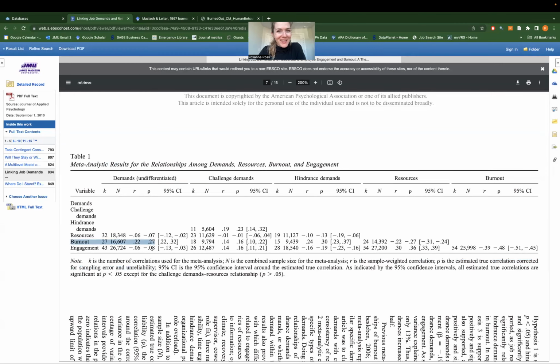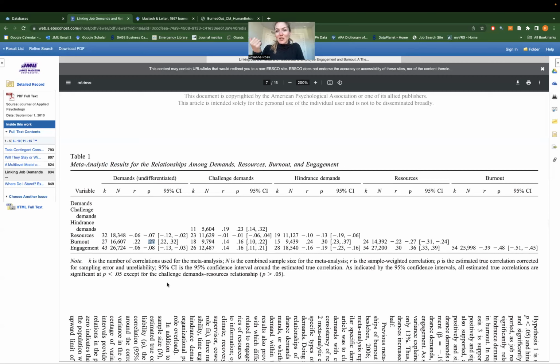So then what we can do is look at burnout, the rho in terms of the table, not the statistic. And we can cross it with the statistic rho, the aggregate correlation that's corrected for error. And we see that the effect size is 0.27. So what does 0.27 mean? Is this important? Is this not important? We know that it's positive. And so because it's positive, that means that as job demands increase, burnout increases as well.